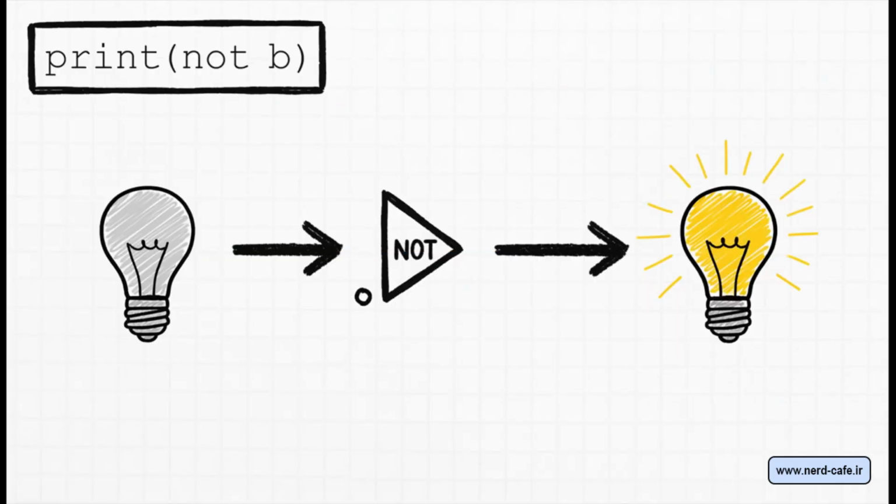So let's see it in action. What happens if we use not on our variable b, which we already know is false? Well, the result is true. The not operator just takes that false value and flips it right over.